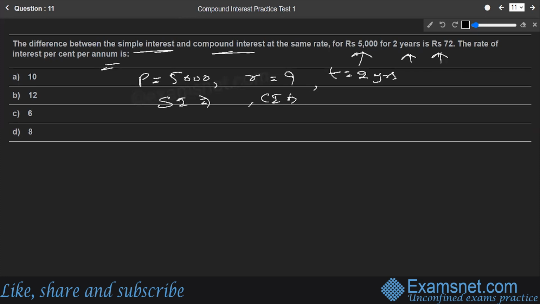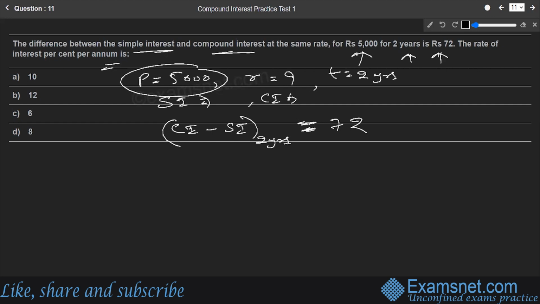They say for this scheme, the difference of compound interest minus simple interest for 2 years with the principal given as 5,000, the difference between CI and SI is coming out to be rupees 72. Okay, this is what they have asked. So that's what we're gonna do. We're gonna find out the difference of compound interest and simple interest. One way of doing it, which is a longer way rather, is to find out the simple interest value first, then compound interest value first, and in terms of R it will be, because R is unknown, and then finding out the difference, and making that difference equal to 72. This could be one way of doing it.